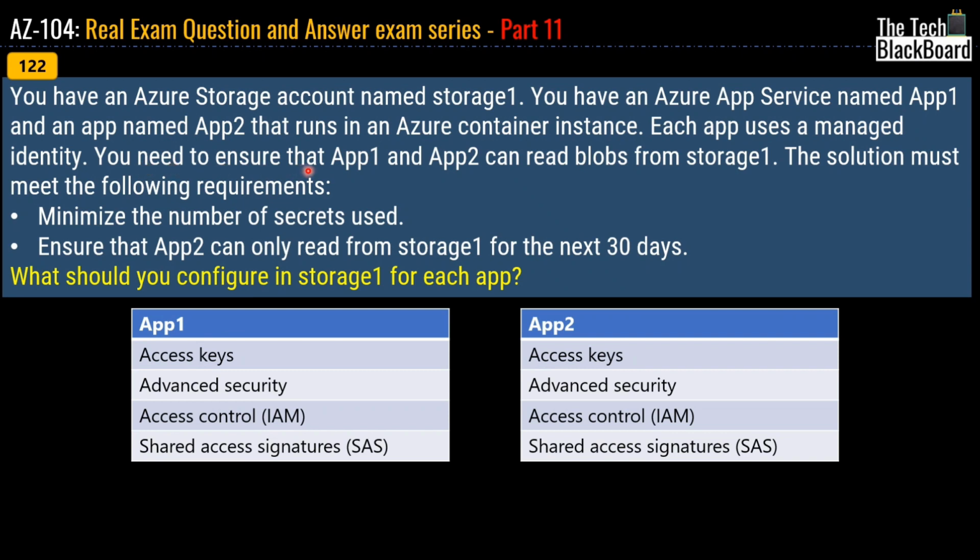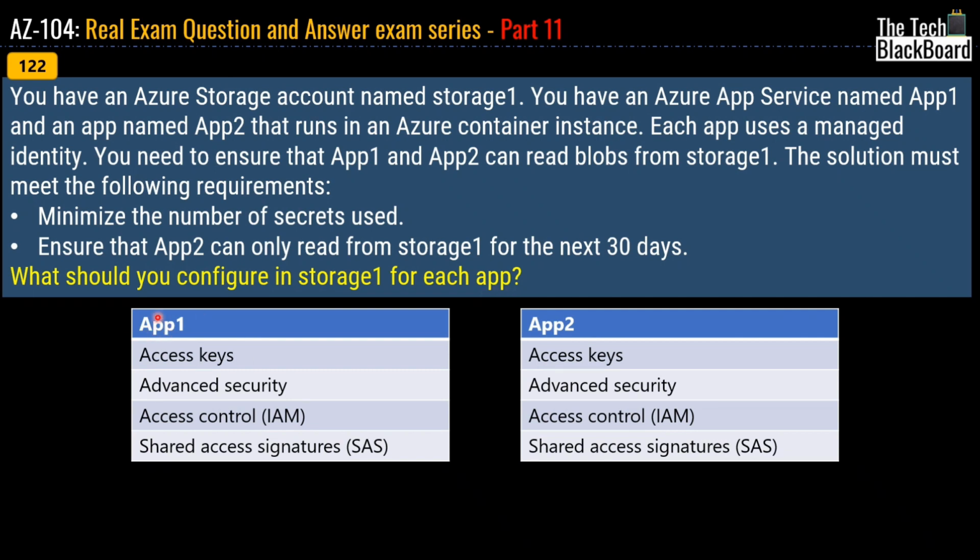Now you need to ensure that app1 and app2 can read blobs from storage1. The solution must meet the following requirements. The first requirement is that you minimize the number of secrets used. And the second one is that you ensure that app2 can only read from storage1 for the next 30 days. What should you configure in storage1 for each app?